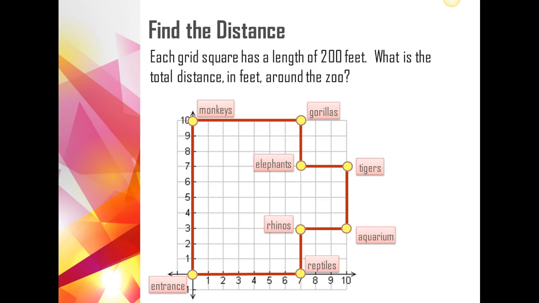Let's find the distance if we walk around this zoo. Each grid square has a length of 200 feet. What is the total distance in feet around the zoo?